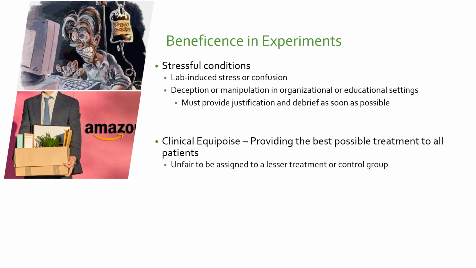Clinical equipoise is a somewhat new theory in beneficence of experiments, and it's all about providing the best possible treatment to all patients or participants, but this mostly applies to medical research. So this is the concept that it's unfair to be assigned to a lesser treatment or a control group. So for example, if you're doing medical research with people who are in pain, and the control group is in pain but only gets saline in their IV instead of an experimental drug that's been shown to reduce pain in previous clinical trials, that can maybe be seen as unethical. Being in that control group is unfair.